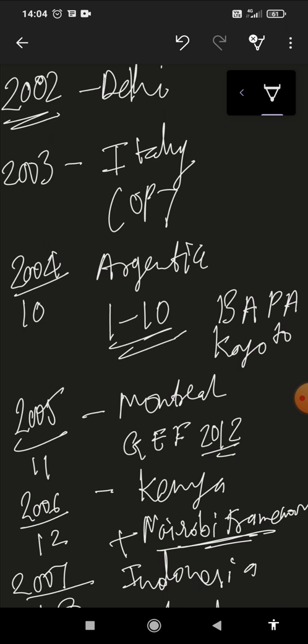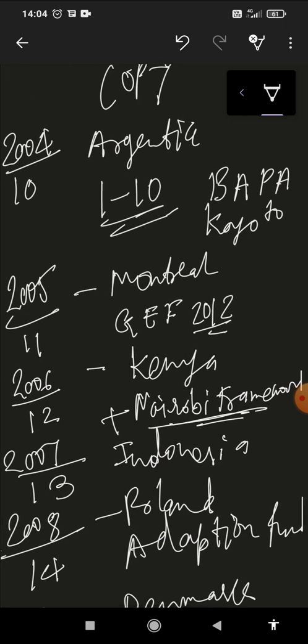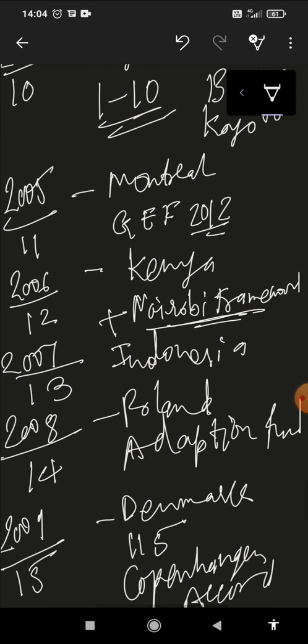Then in 2006, the Nairobi Work Program on Impact, Vulnerability and Adaptation, that is the Nairobi Framework, was discussed and was taken into action. Then in 2007, the Bali Action Plan was adopted. Then in 2008, the Adaptation Fund under the Kyoto Protocol was to be filled by a 2% levy on the projects for the Clean Development Mechanism.